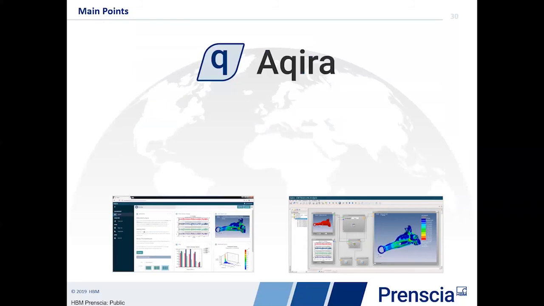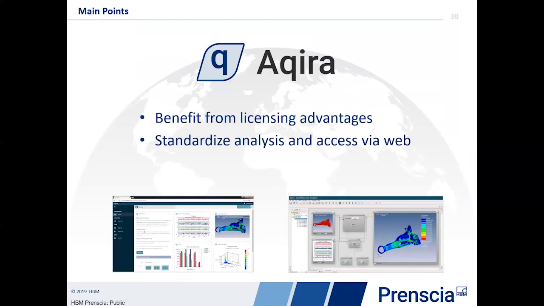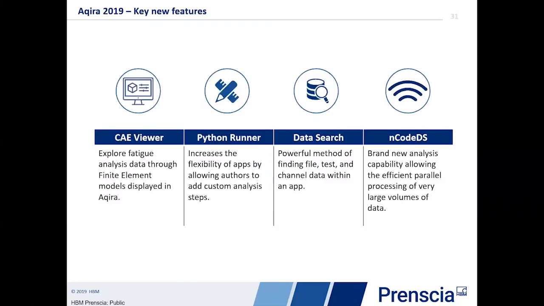So the main points then for Aqira, just in terms of a summary of what Aqira provides: it provides benefits from the licensing advantages, provides standardized analysis and access via the web, and it also gives you the ability to create apps to democratize analysis. So let's move on and look at what we added in 2019. The CAE viewer we just saw, we're going to talk about that a bit more in a moment, so we'll come back to that.